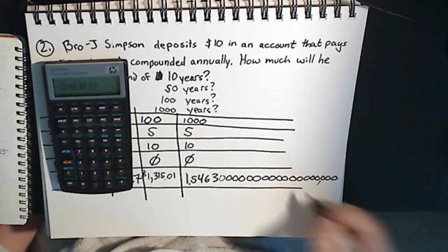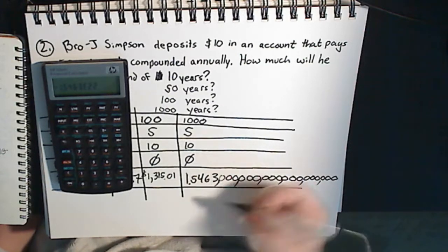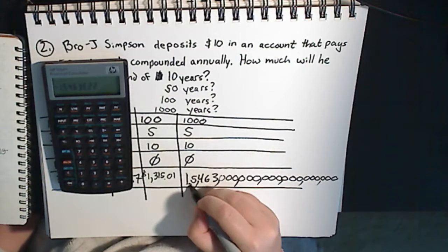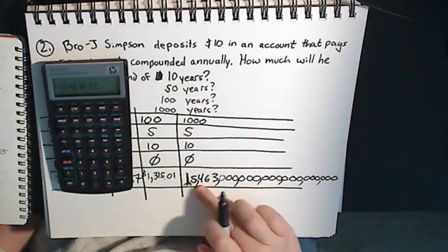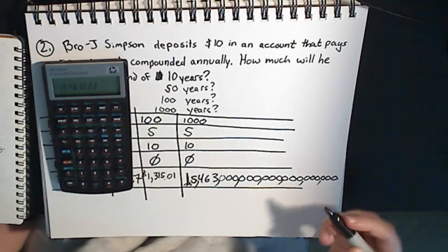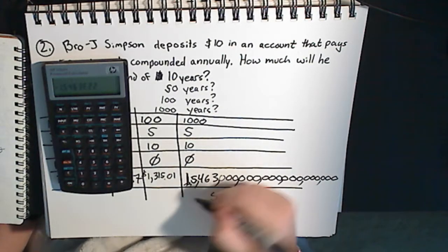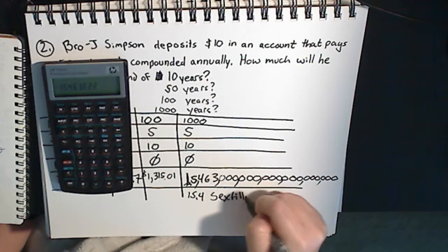All right, let's add some commas. 15, and that's a sextillion. 15.4 sextillion.